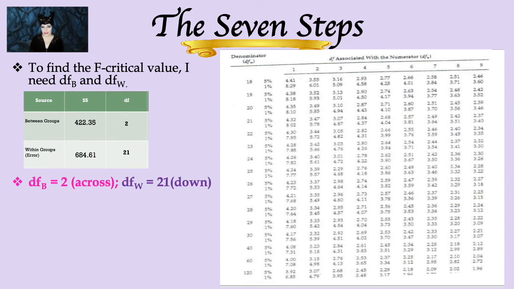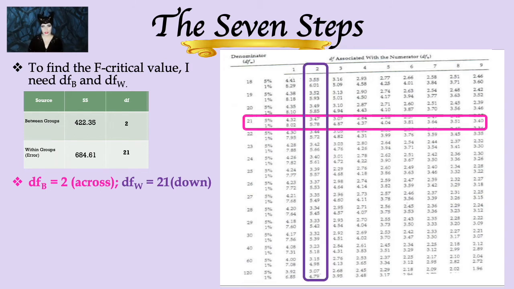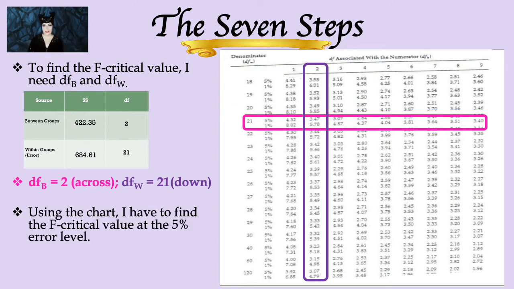So looking at my chart here, what I'm going to need to do is find degrees of freedom between of 2, which is located horizontally, and degrees of freedom within of 21, which we can find vertically. If I look at where those 2 points intersect, I can see at the 5% error line that F critical is equal to 3.47.